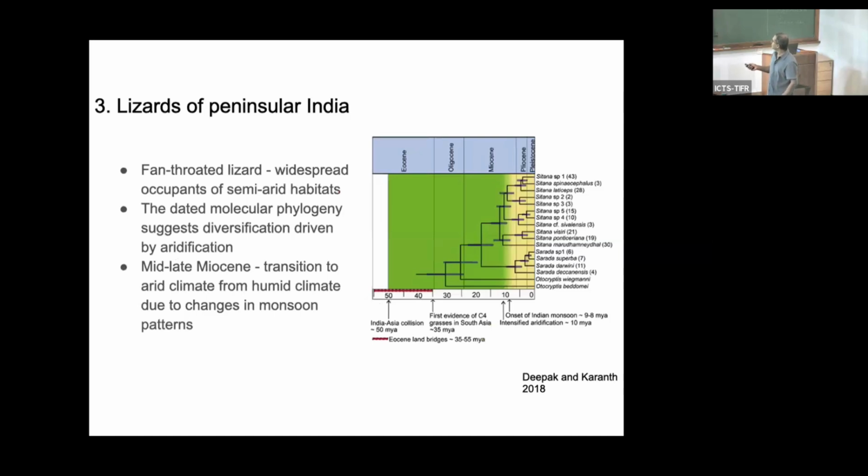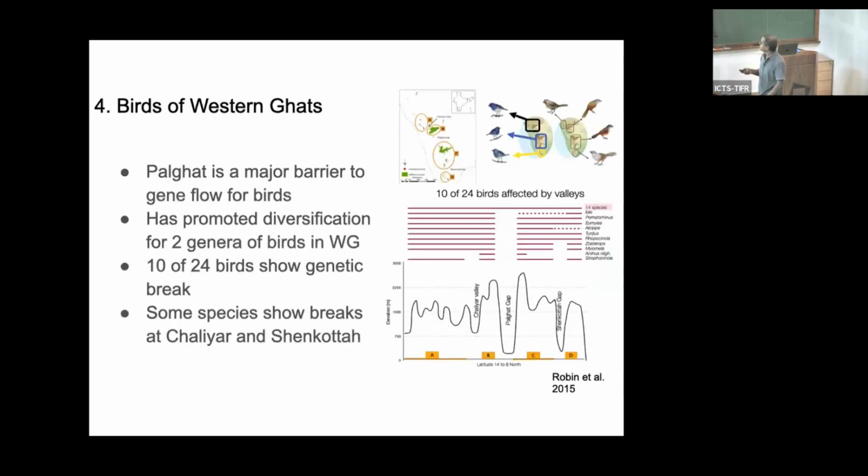And this is Deepak's work on lizards of peninsular India. They talk about the role of aridification, how semi-arid habitats coincide with C4 grass. C4 grasses are those that are linked to dry habitats. So, birds of the Western Ghats, I am not really talking much about this, but I'll summarize it.